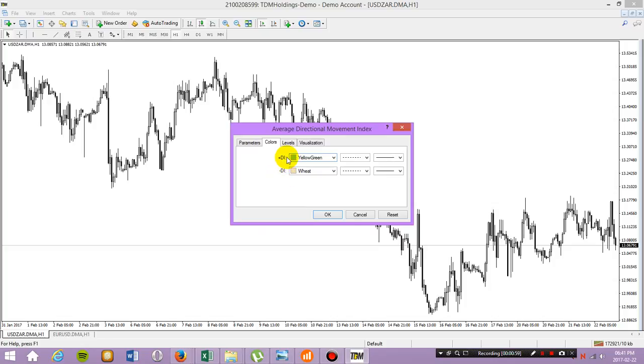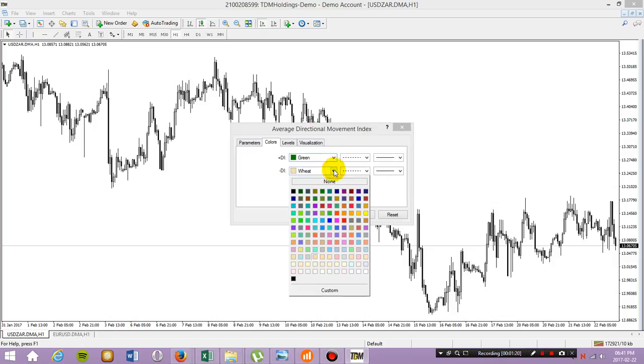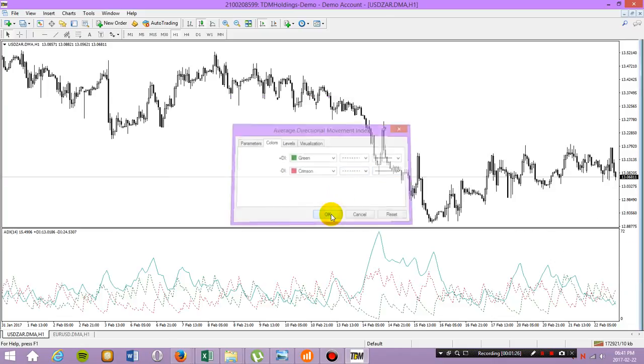Now your plus DI represents your buyers' pressure, and obviously buyers represent an uptrend. They are bullish and push the price up, and your minus DI represents your sellers. They push the price down. These are your bearish traders. So in this case, I'm just going to choose some really nice colors that are rather distinct. I'm going to go for green for our plus DI, and red for our minus DI, and then I'm going to press OK.